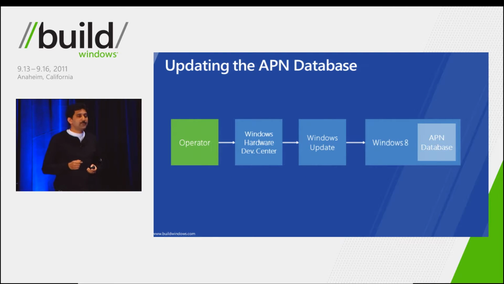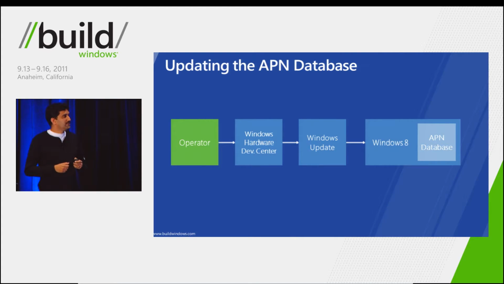So this APN database data is provided by you. You can provide us the data and you can update the data. As an operator, whenever your APN information changes, you have a new APN, you change the APN name, you need to go to Windows Hardware Development Center. And using that interface, you can provide a new updated APN information.